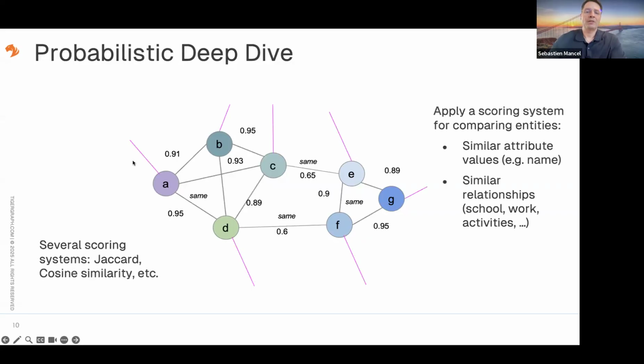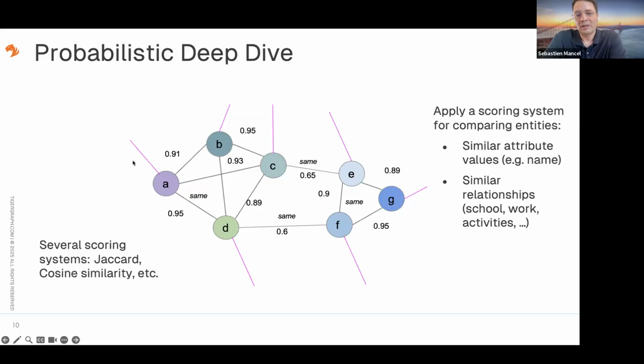So here we see how probabilistic scoring works in practice. Each line represents a similarity score between two entities. For example, A and D have a 0.95 similarity, meaning that they're almost certainly the same. But C and E only share a weaker 0.65 similarity.